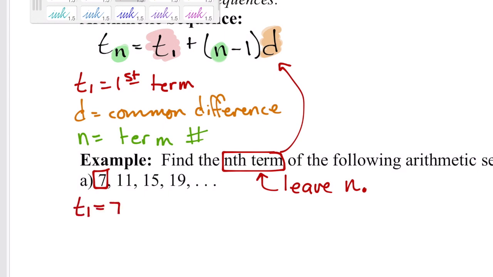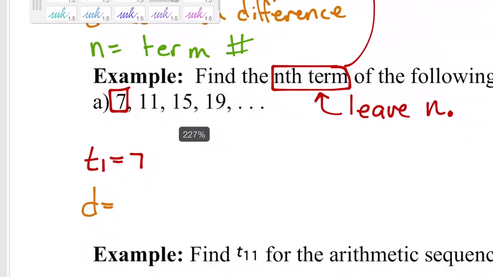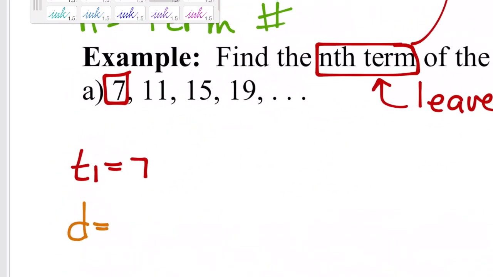All right, so we've got our first term that we're going to need, so our t sub 1, we know is 7. Again, we don't need n, but we do want to figure out what the common difference is. In order to get from 7 to 11, they did tell us that it's arithmetic, so I know I'm adding every single time. So in order to get from 7 to 11, I would be adding 4. Same with 11 to 15, we're adding 4. So then my common difference would be 4.